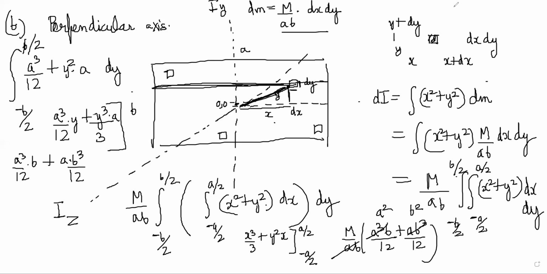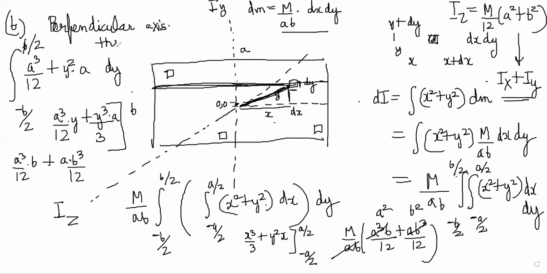So you are getting Iz as m by 12 times a square plus b square, which is Ix plus Iy, which is what we have to prove for the perpendicular axis theorem. This theorem will only work if it is a planar body.